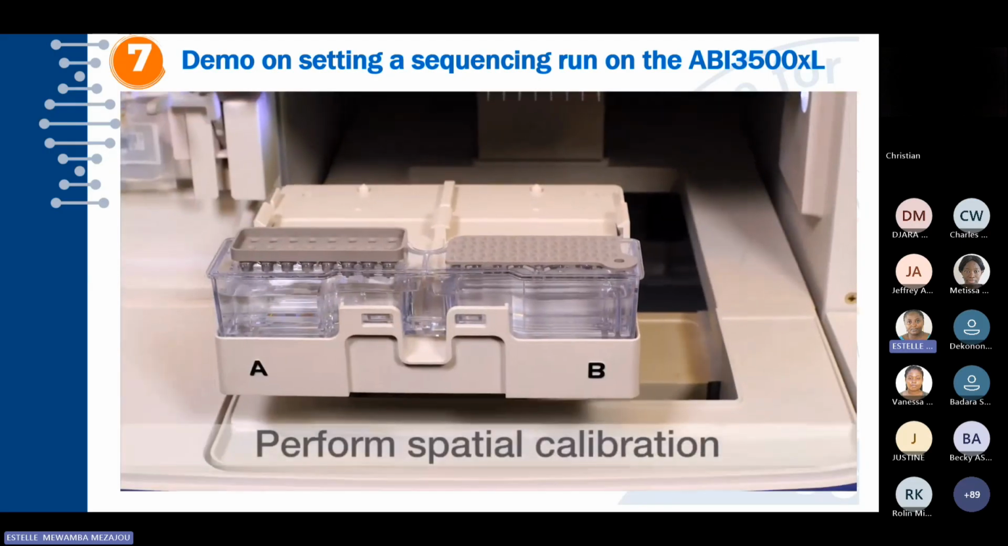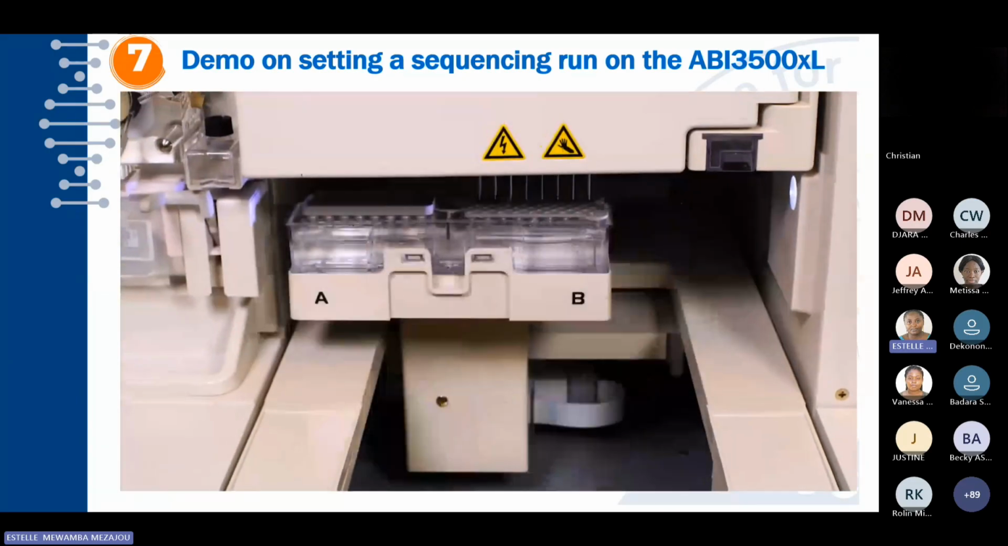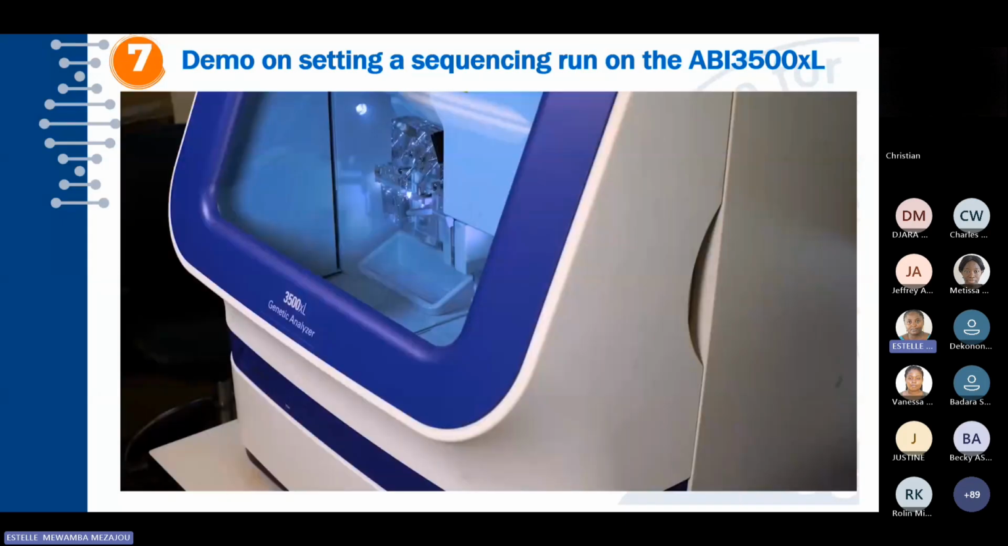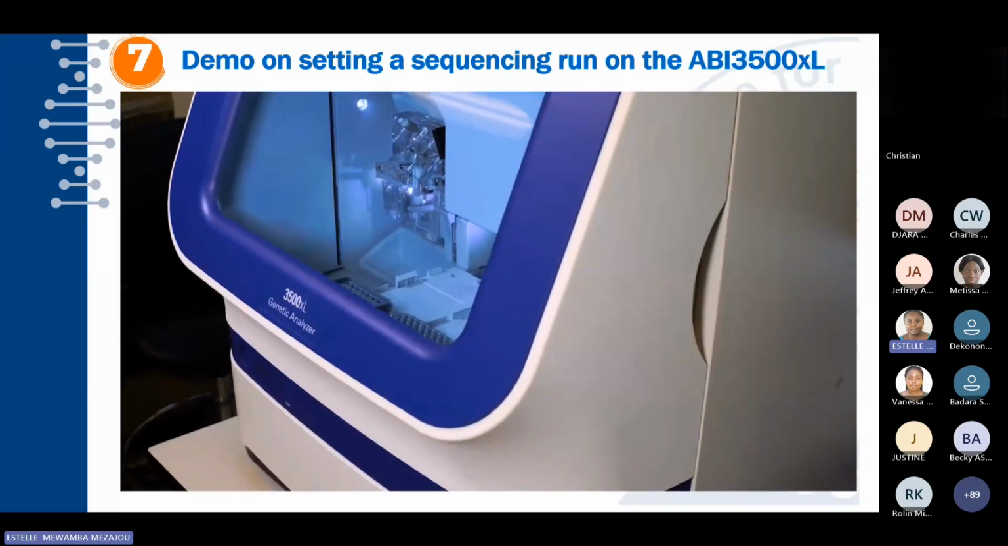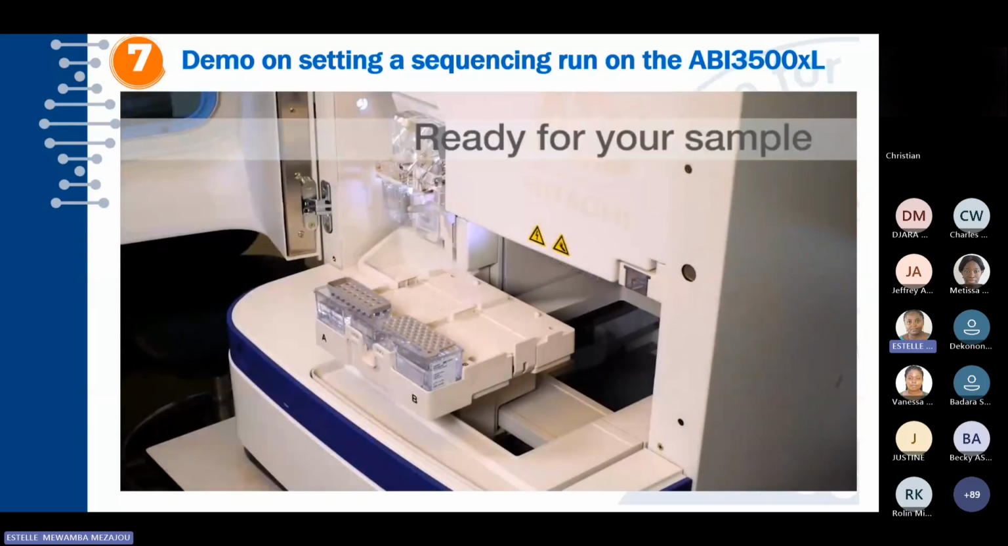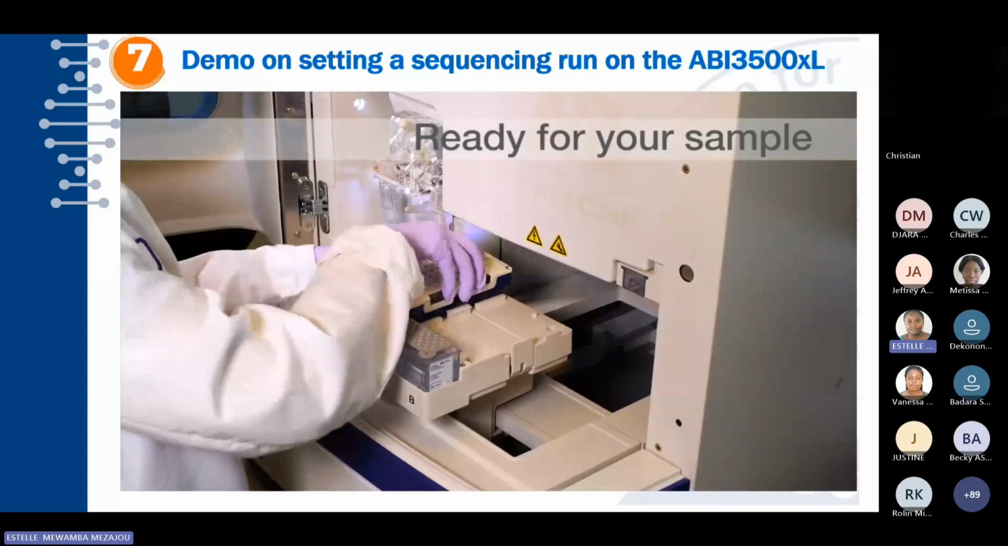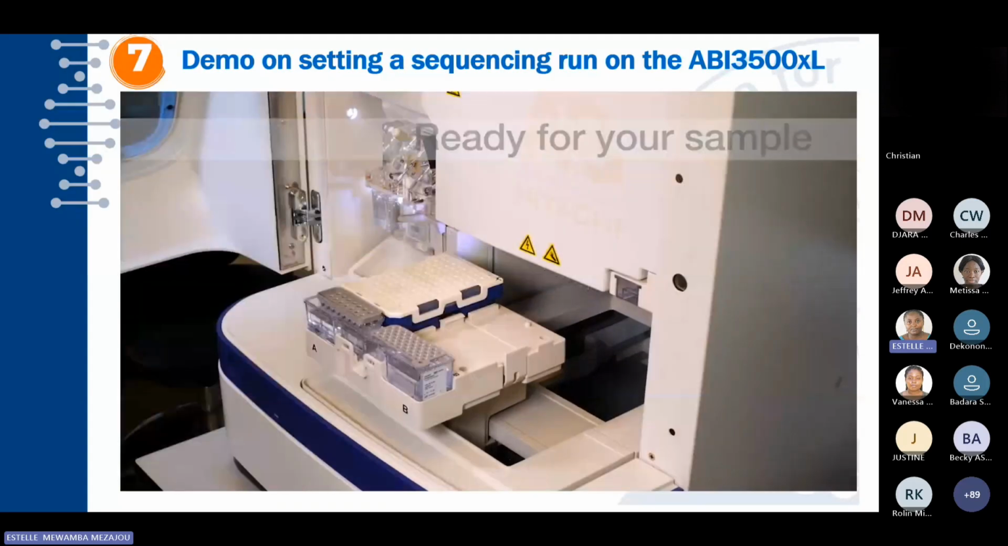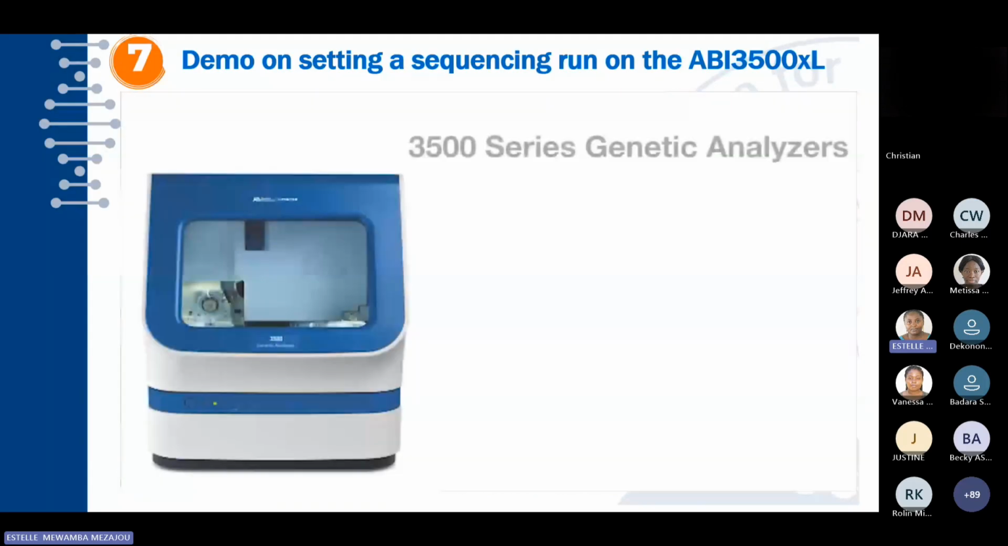So once that is done, the machine will perform a form of calibration to make sure everything is in place. It's checking, do we have all the items required to launch the run? And now you can put your sample. That is being added is the plate with your samples in different wells.